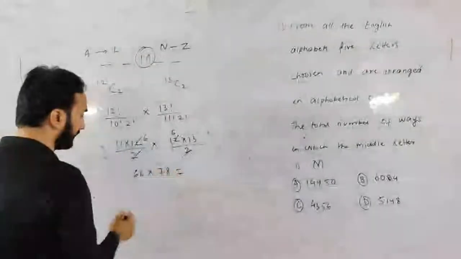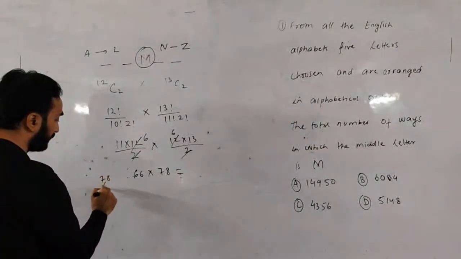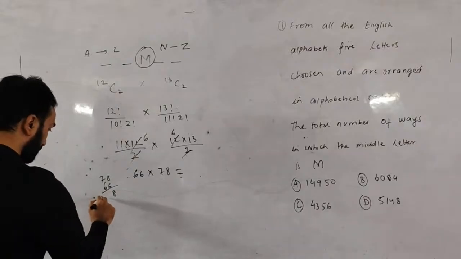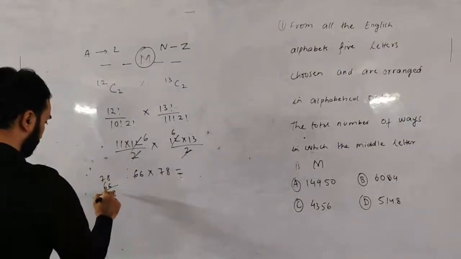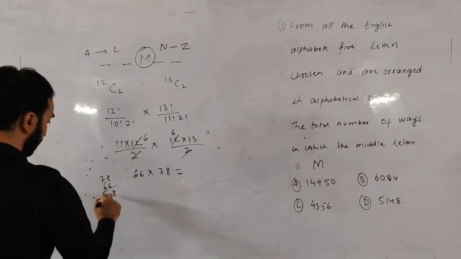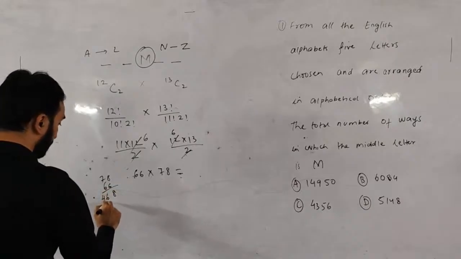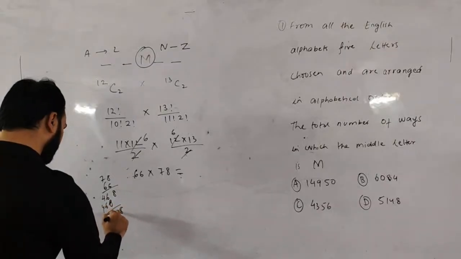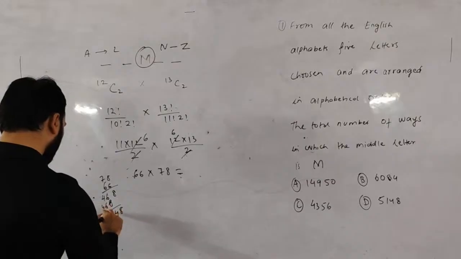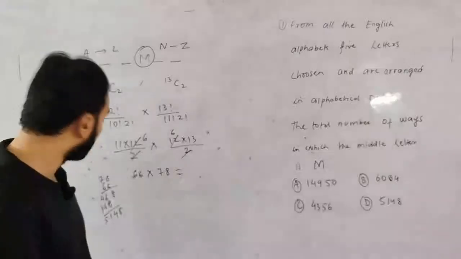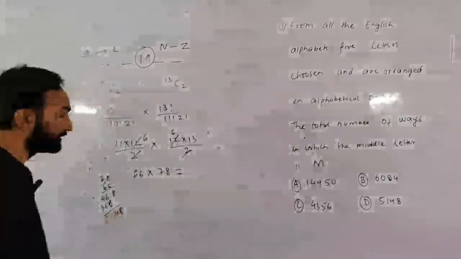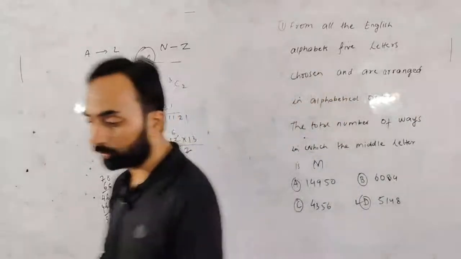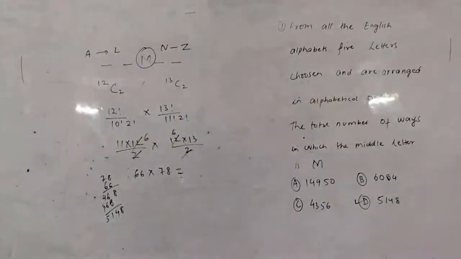Just multiply it. Let me multiply 78 and 66. 6 sixes are 36 and 6 eights are 48, and so on. Then the final answer will come as 5148, and that is our option number D. Okay, now we'll move to the next question. Now let's see what the next question is.